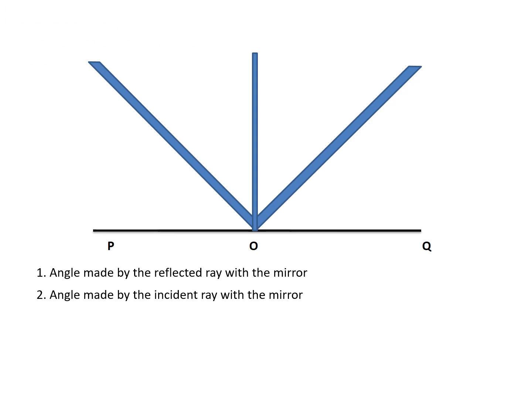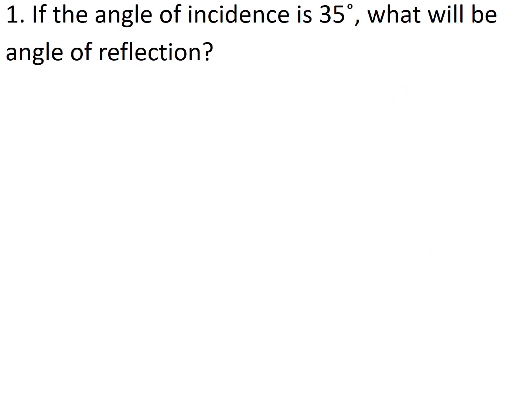Okay, so let's start. My first numerical is this. If the angle of incidence is 35 degree, what will be the angle of reflection? As I told you, after you read the numerical, you have to draw a diagram. Here, this is PQ, that's my mirror. I have the incident ray, which I've labeled as A. I have the reflected ray, which I've labeled as B. And I have the normal, which I've labeled as N. This is going to be constant for all the numericals that I'm solving today. Let's draw what is given.